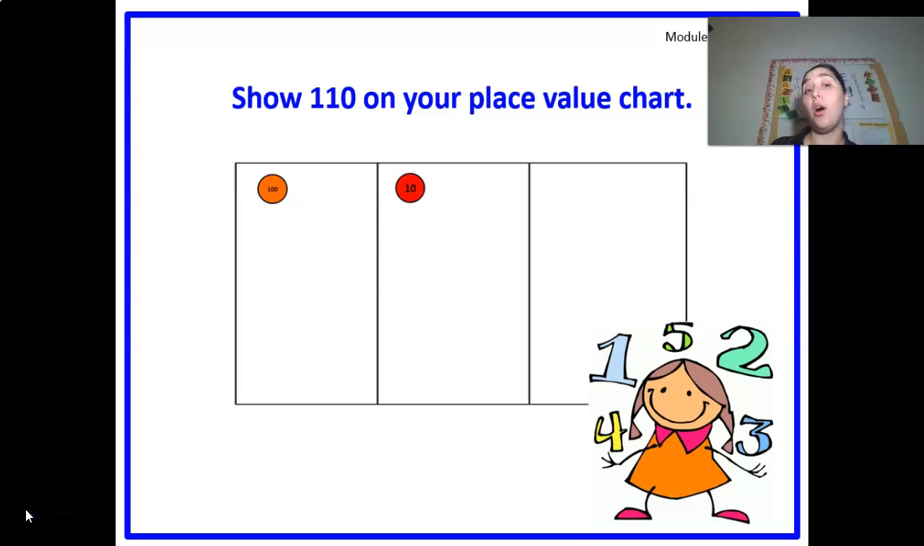Now, boys and girls, you are not going to be doing this. You're only watching me. So make sure you're sitting tall and you're actively listening with your ears and you're actively looking at what I'm doing. So we're going to show 110 in our place value chart. Remember, ones, tens, hundreds, hot taco. So here I have 110.